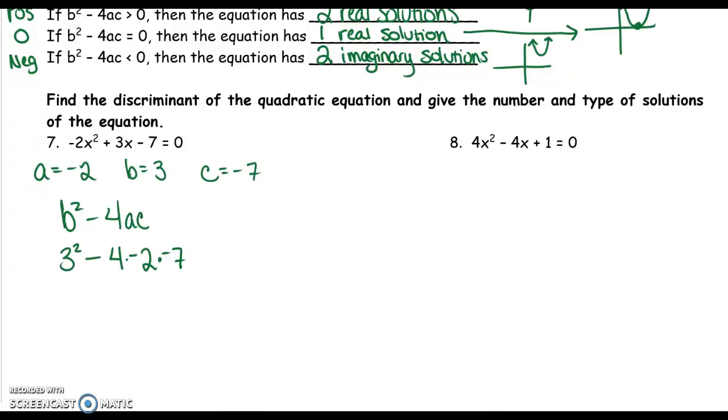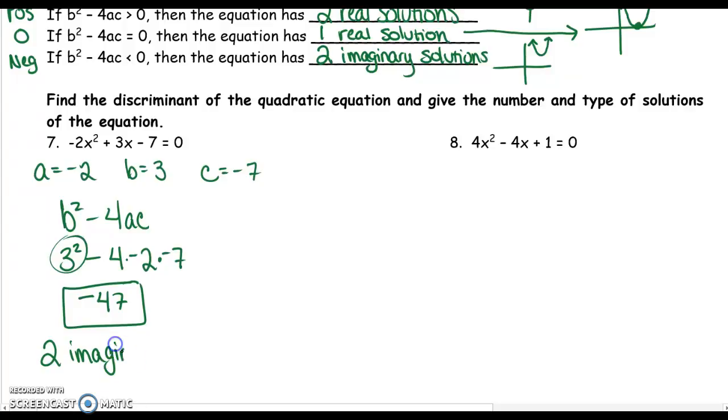Plug that into your calculator. So this is negative 47. When you plug this into your calculator, you can either do 3 squared minus 4 times negative 2 times negative 7, or you can do this first part in your head and punch in 9 minus 4 times negative 2 times negative 7. So our discriminant is negative 47. What does that mean about the number and type of solutions? 2 imaginary solutions.